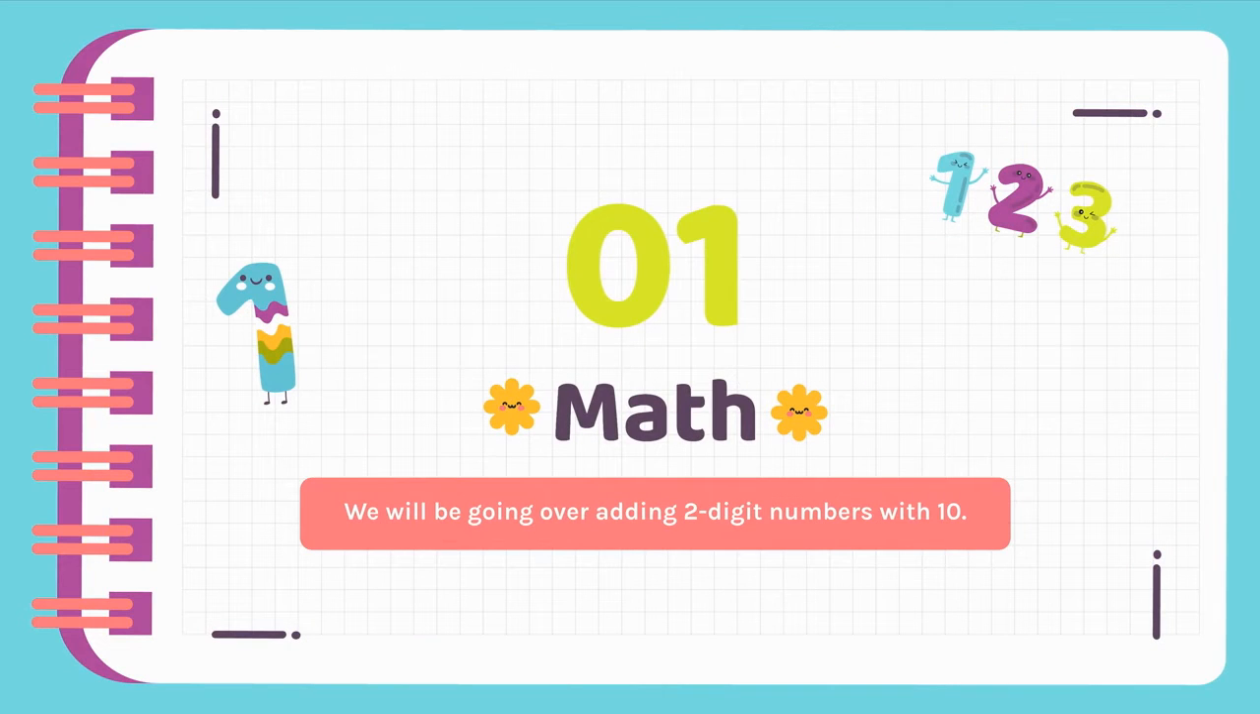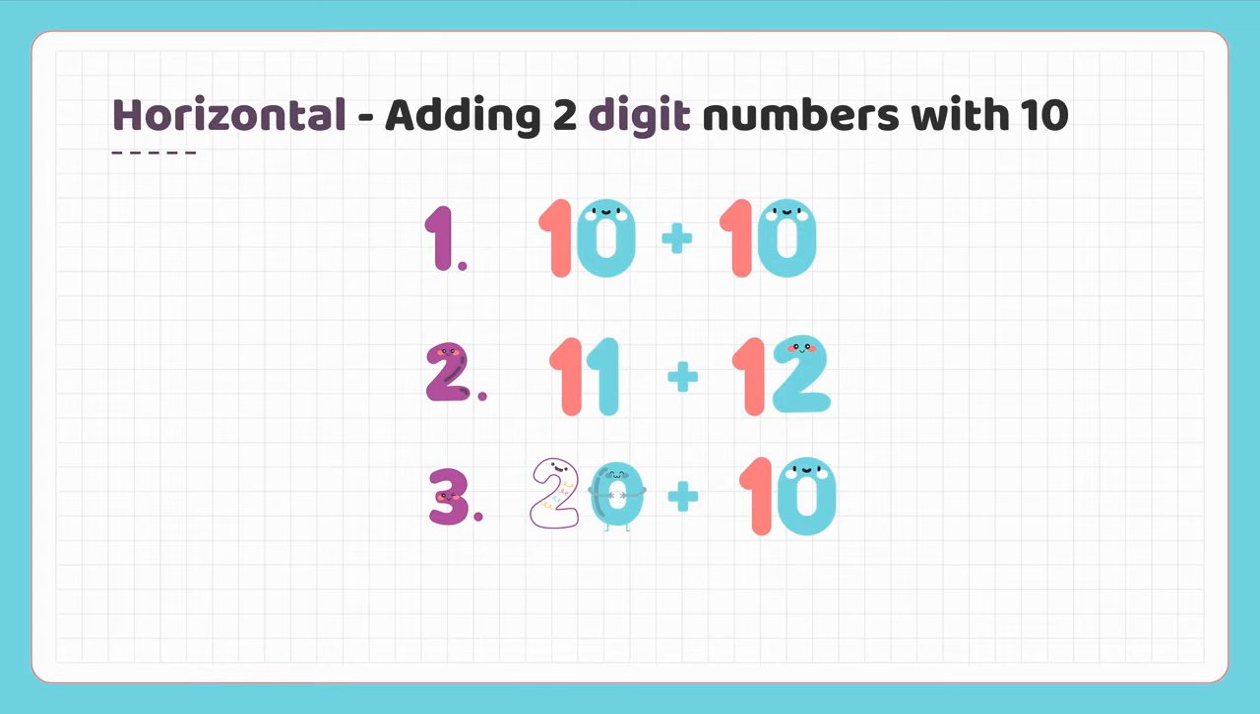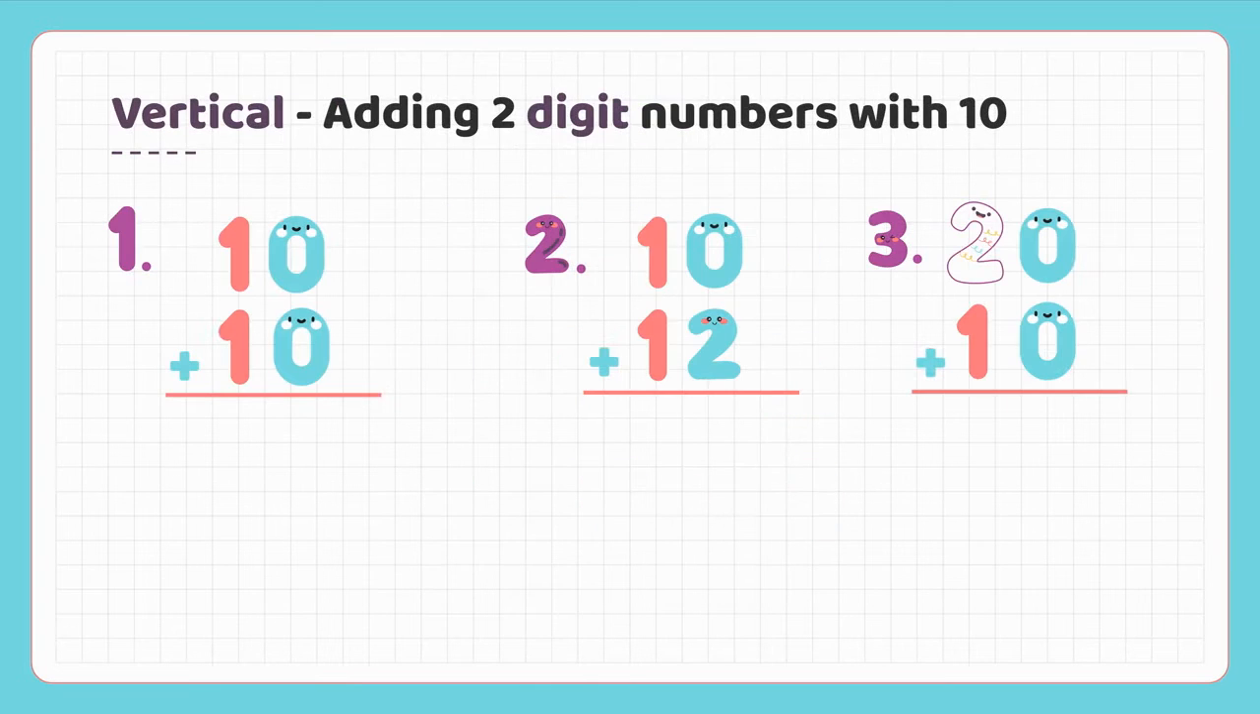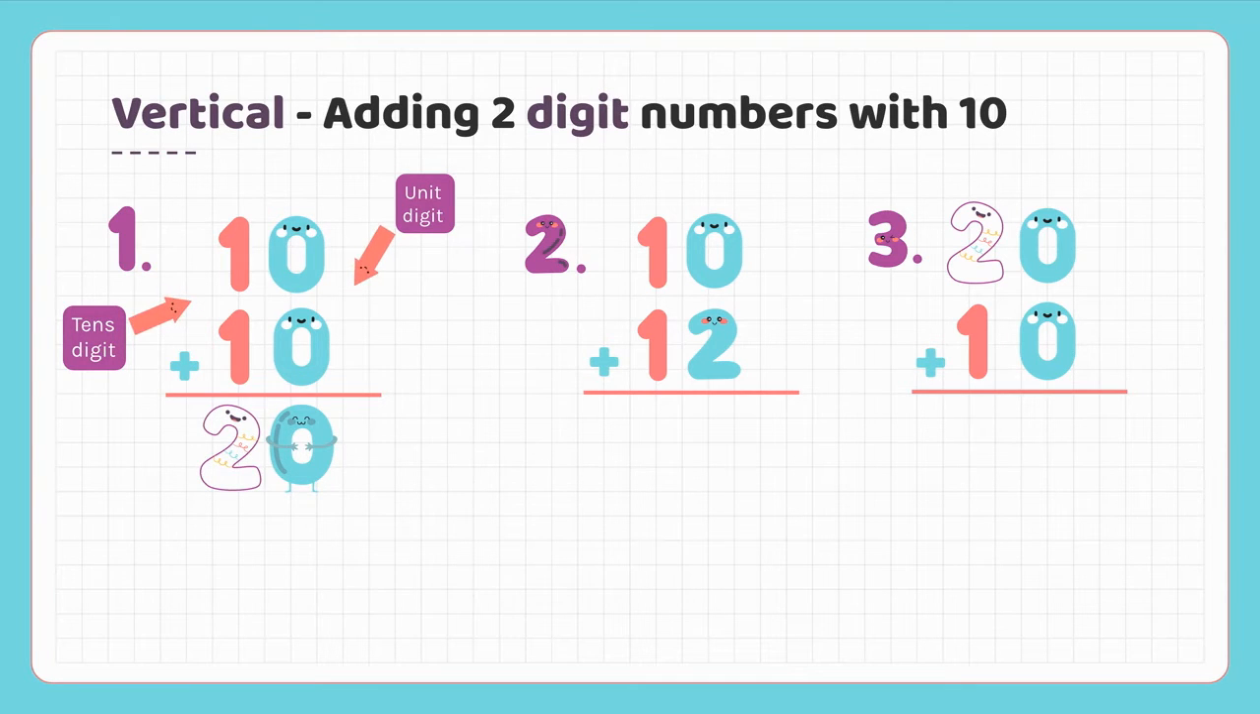1. Math. This is how 2-digit numbers are placed when we horizontally add. This is how 2-digit numbers are placed when we vertically add them. First, we have to add the units digits. 0 plus 0 equals 0. So that is our unit digit. Then we have to add the tens digit. 1 plus 1 is 2. So 2 is our tens digit. So that means 10 plus 10 equals 20.